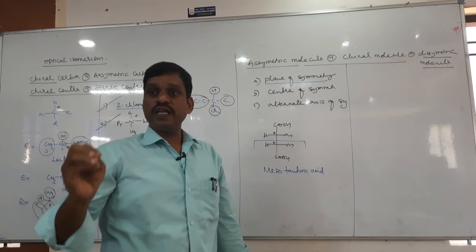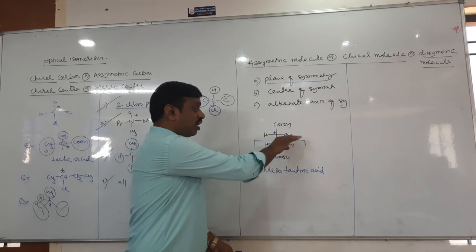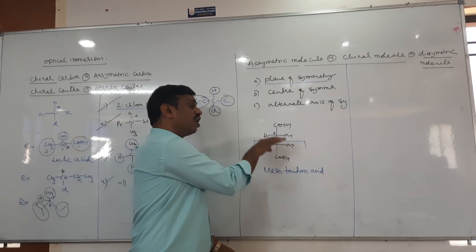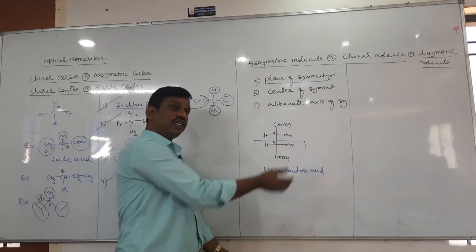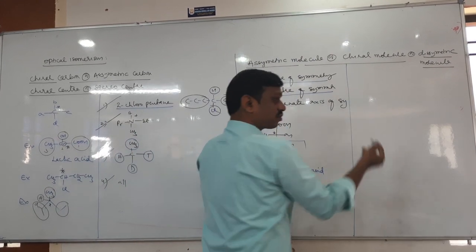So therefore, what is a plane of symmetry? An imaginary plane which divides the molecule into two equal halves such that one half of the molecule is the mirror image of the other half. Next, center of symmetry.